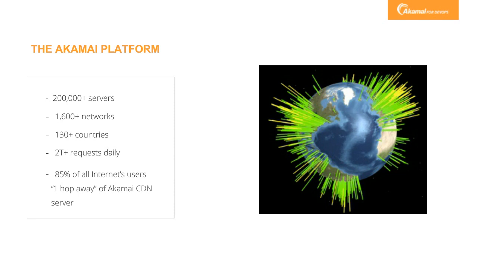I'm going to start this presentation by going over, just at the high level, what you'll be doing at the low level a little later on with the API interactions and the CLI. So the Akamai platform, as you may know, is the world's largest and most distributed CDN: 200,000 plus servers, 1,600 something networks, 130 countries, close to 3 trillion requests per day. The vast majority of the world's internet users are one hop away from an Akamai server.